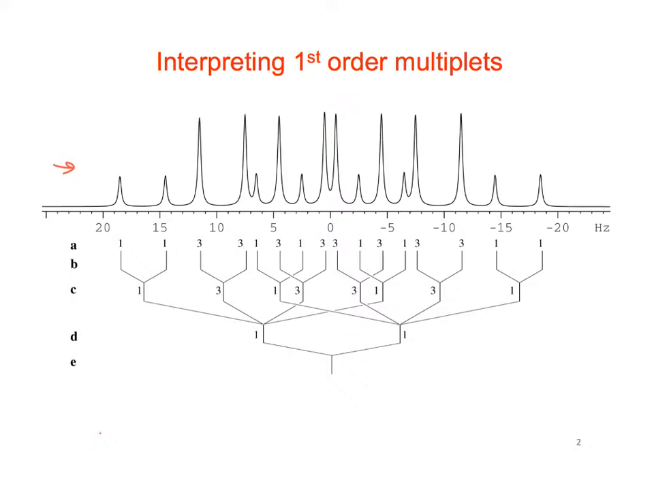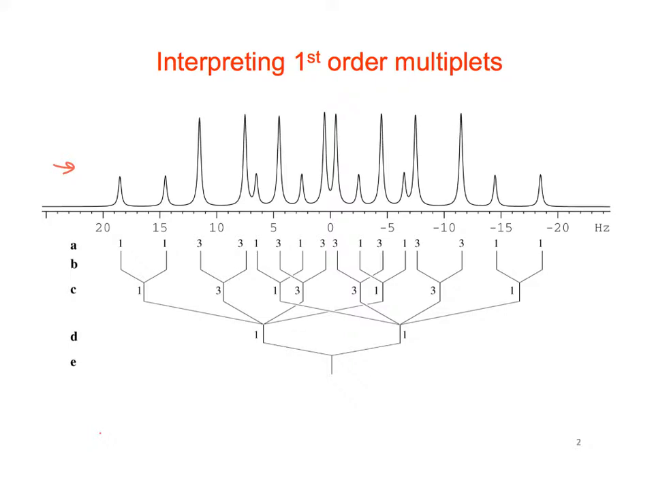Because the ratios between these peaks are going to tell us what type of splitting pattern they are, because we know that a triplet is a 1 to 2 to 1 ratio, and a quartet is a 1 to 3 to 3 to 1 ratio. So by looking at those ratios, we can get an understanding of where the splitting is coming from.